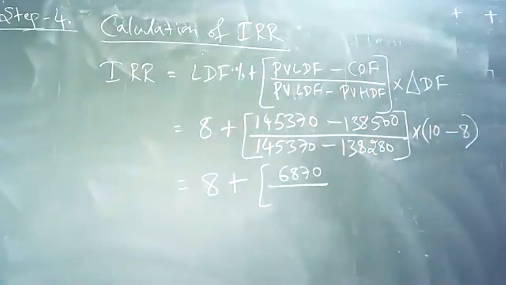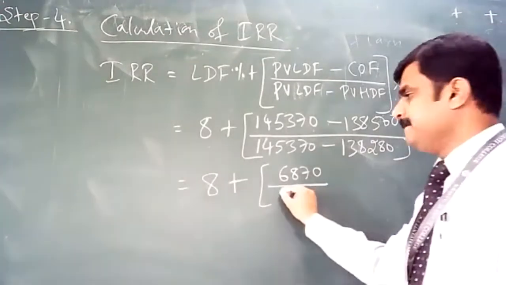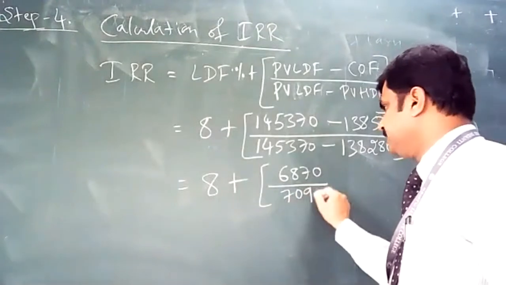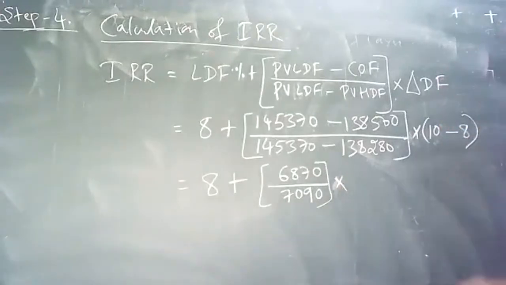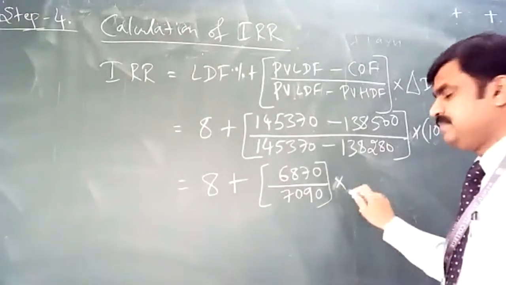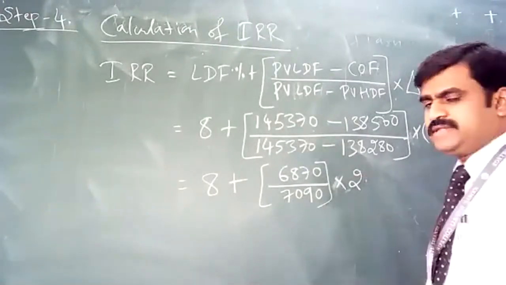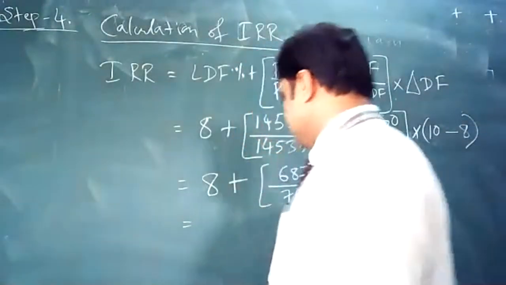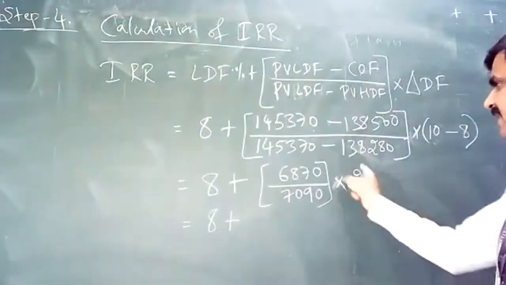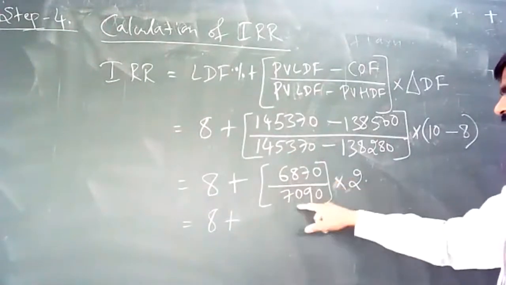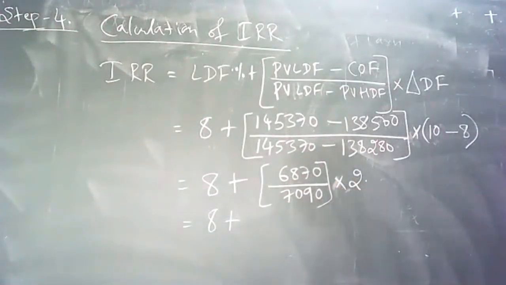6,870 divided by the denominator now, 1,45,370 minus 1,38,280, which is 7,090, into 10 minus 8. 10 minus 8 is 2. Don't use the calculator for that, it is a simple calculation. So 6,870 divided by 7,090 into 2. How much do you get?